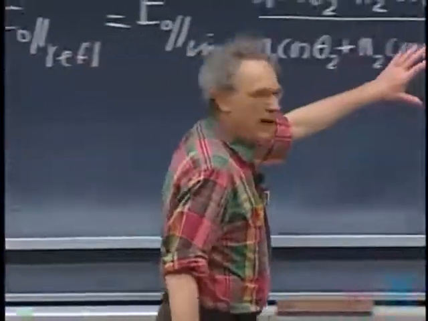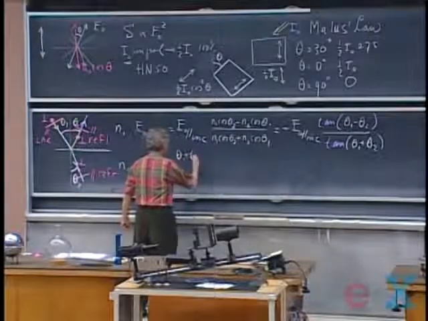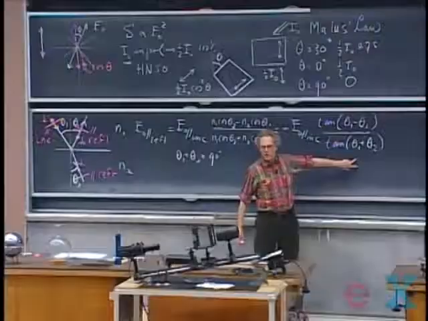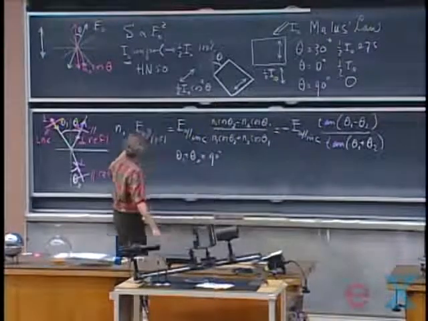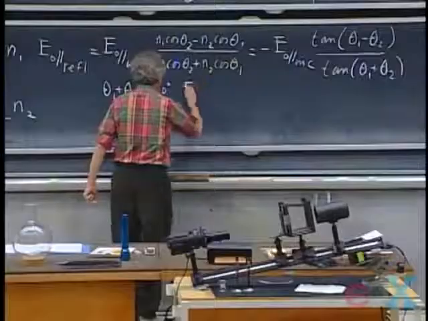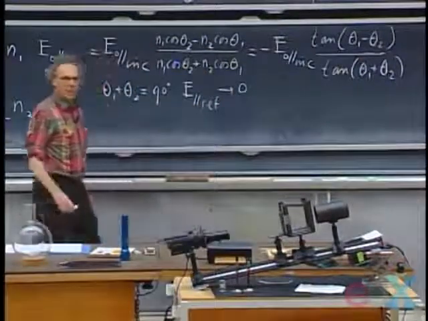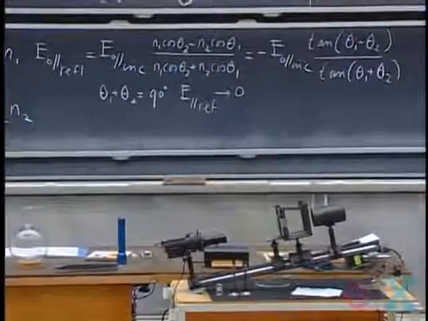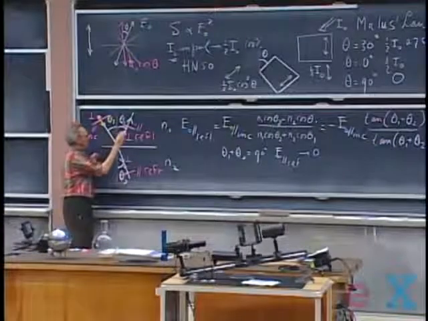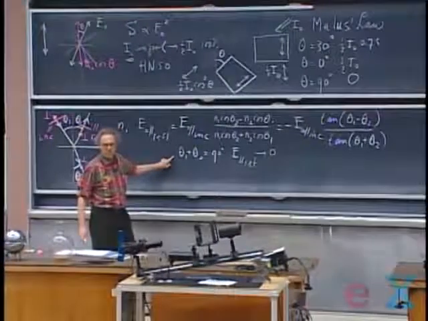There is something very special hidden in this equation, and that is when theta 1 plus theta 2 is 90 degrees, then the denominator here is infinitely large. And so that means that the parallel component in reflection is 0. So E parallel in reflection goes to 0. And if that one goes to 0, there is only this one left, which is not 0, and that means the reflected light is now 100% polarized in this direction because I have killed this component completely. But it only works if this condition is met.